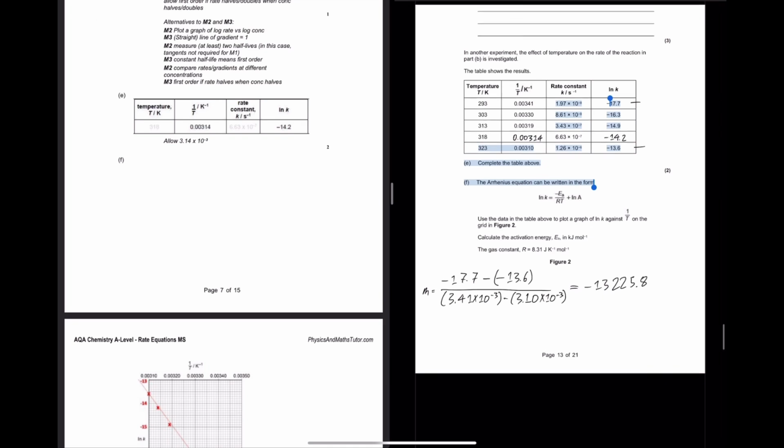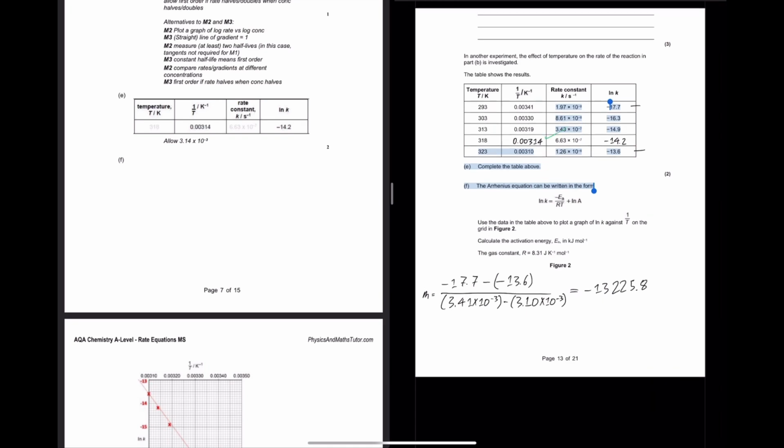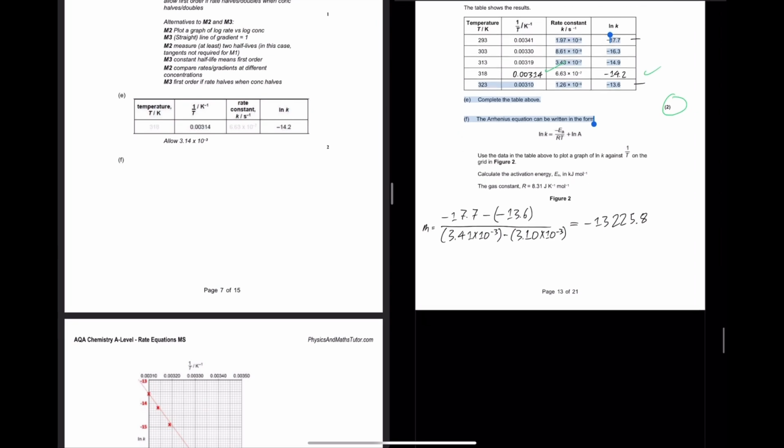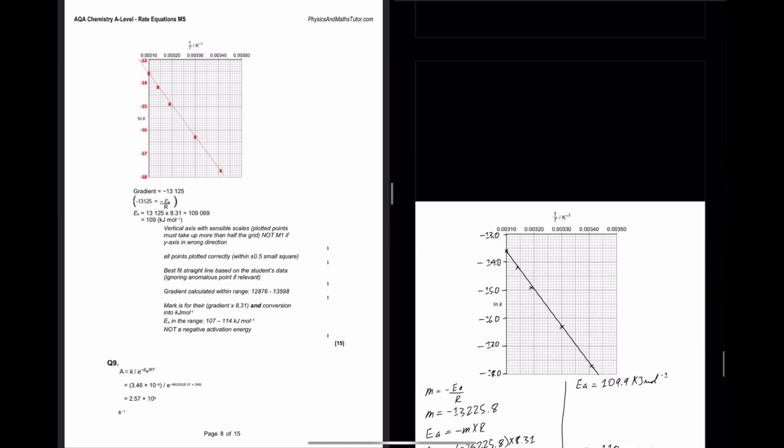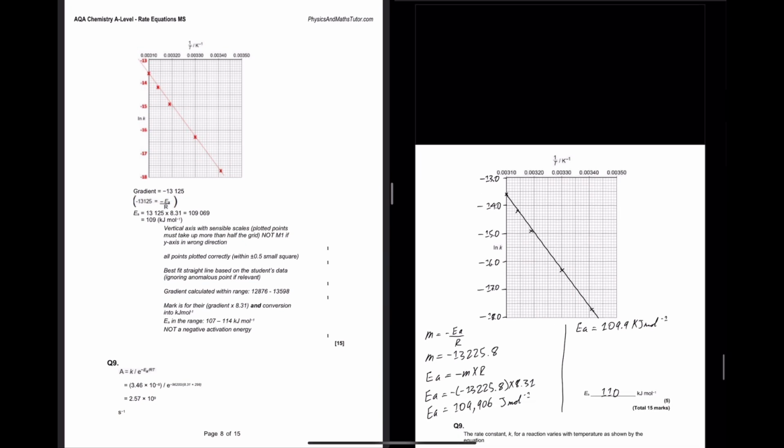That's correct. And that's correct. That's 2 marks there. So I assume you get 1 mark for all points were dotted correctly. Yes.